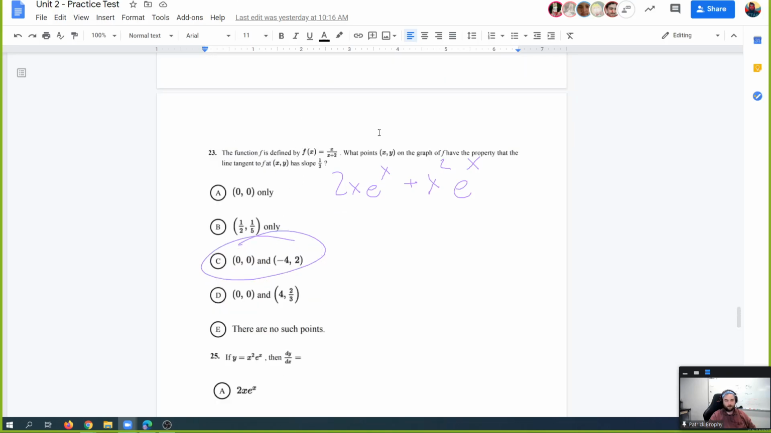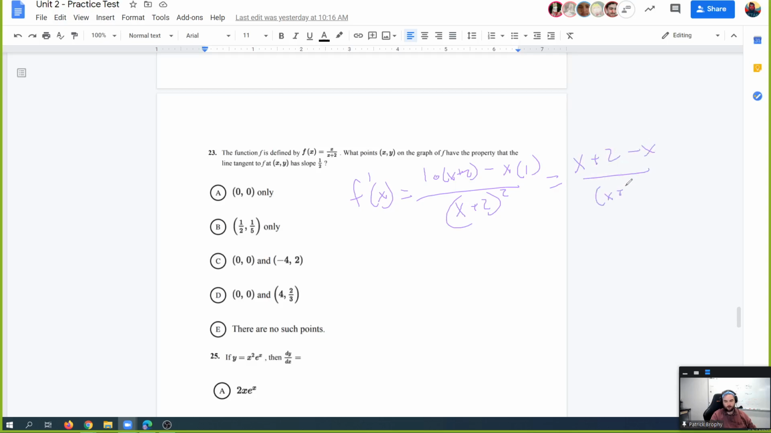All right. This one. 23, going back in time again. So what I had to do is derive this f prime of x. I'm going to use the quotient rule, so it'll be 1 times x plus 2 minus x times 1 all over x plus 2 squared. Cleaning that up, I get x plus 2 minus x over x plus 2 squared. I can cancel out the x's, so it's just 2 over x plus 2 squared. So you want to find which of these pairs has a slope of 1/2. We only need to plug in the x value to get 1/2.